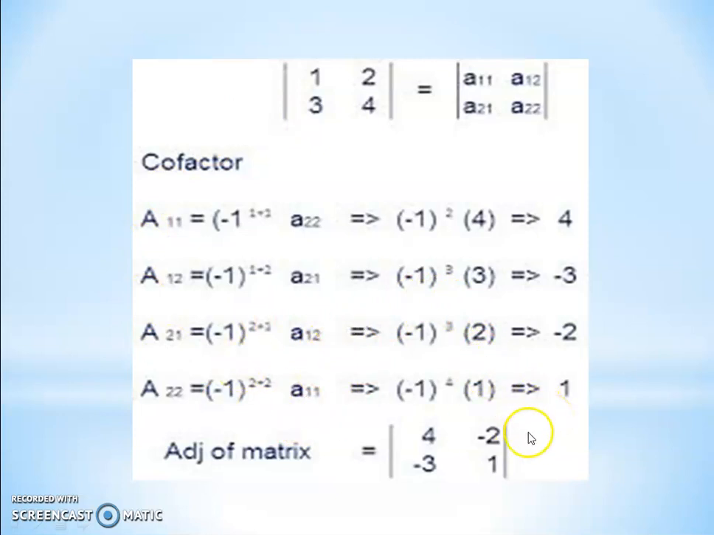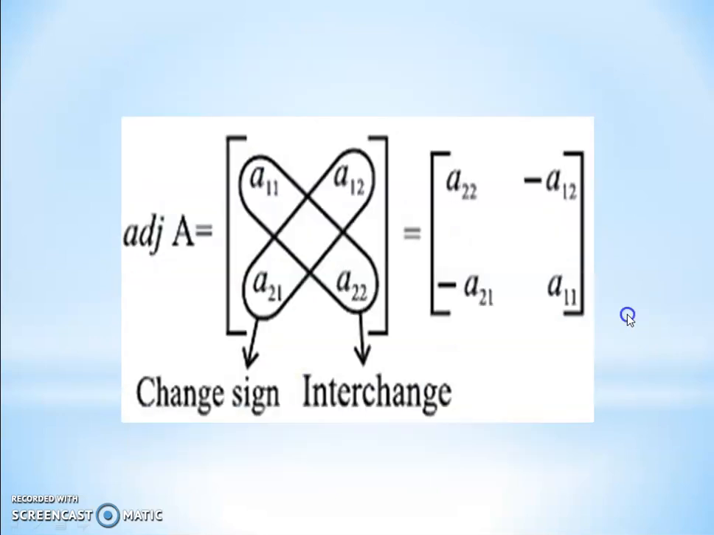Now we have to discuss the direct step. We have to apply it, it is more suitable. So I revise the thing again. Our adjoint of A is equal to: A11 and A22 interchange, and A12, A21 change the sign. That means A22 here, minus A12 here, minus A21 here, and A11 here.